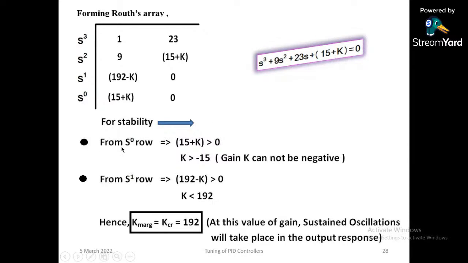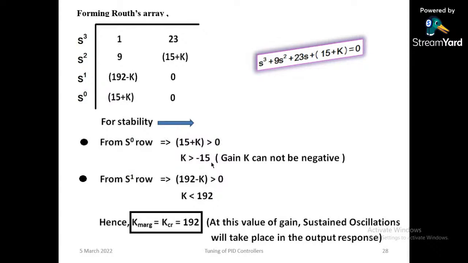Right? So from the S raised to 0 row, can I say 15 plus K must be greater than 0, then and only then it will be positive. From that, K must be greater than minus 15. K must be greater than minus 15, but K cannot be negative.